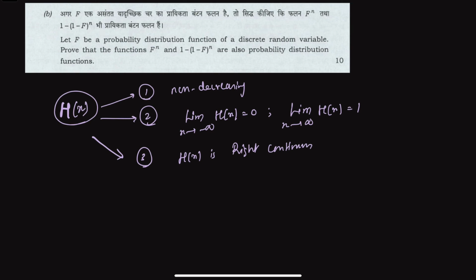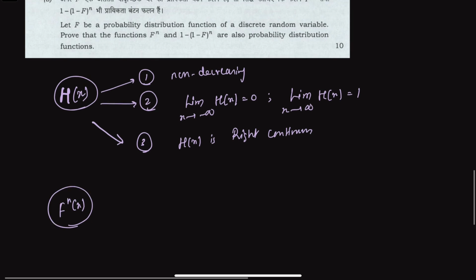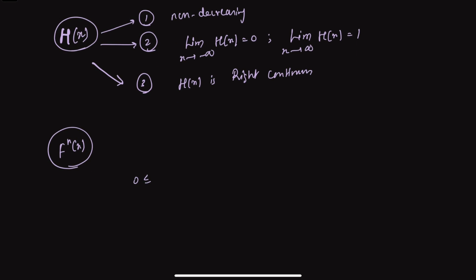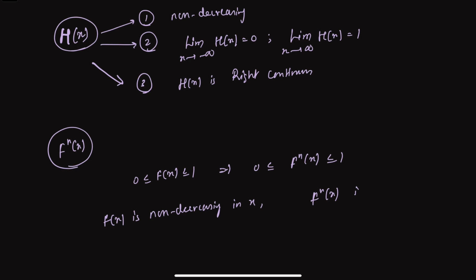Now if we consider F^n of x, first we can see 0 is less than or equal to F of x, which is less than or equal to 1 for all x. So that implies 0 is less than or equal to F^n of x, which is F of x whole to the power of n, less than or equal to 1. We can see F of x is non-decreasing in x. Therefore, F^n of x will also be non-decreasing in x.